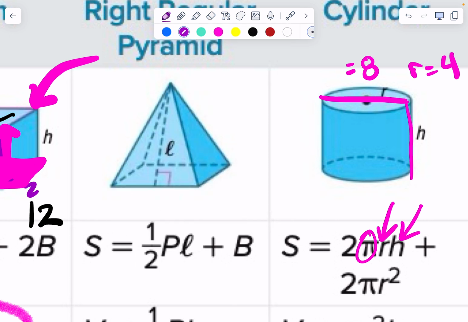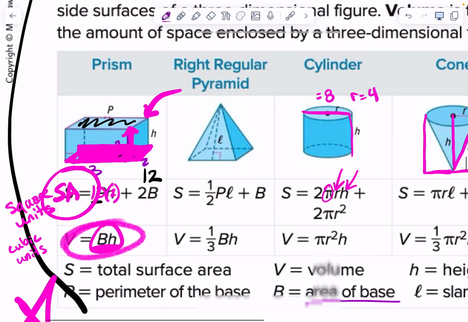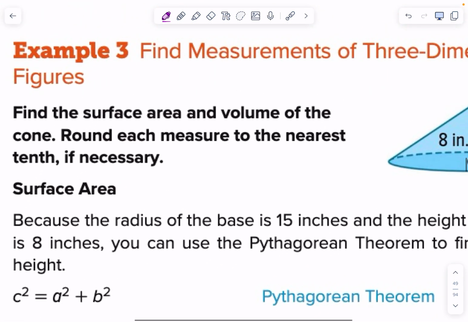I'm glad that this is sinking into you, that you're trying to understand where the formula comes from. That's good. All right, let's do an example.